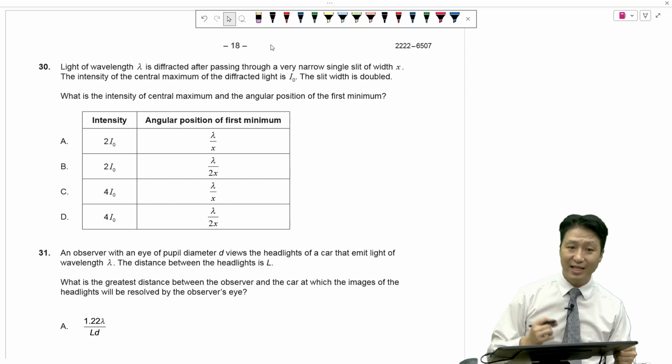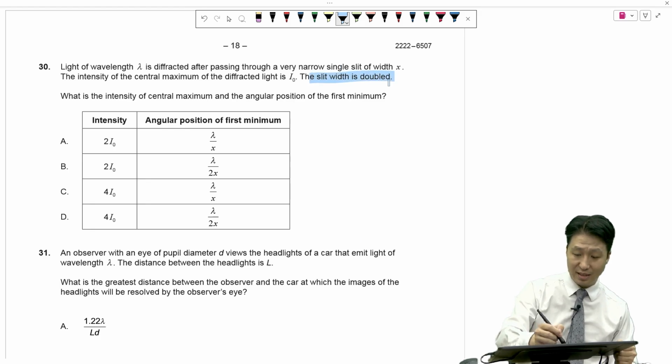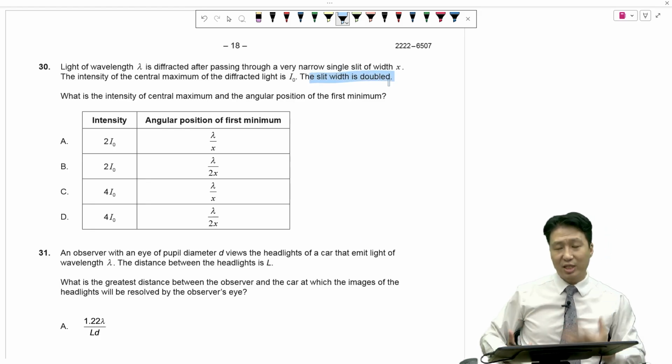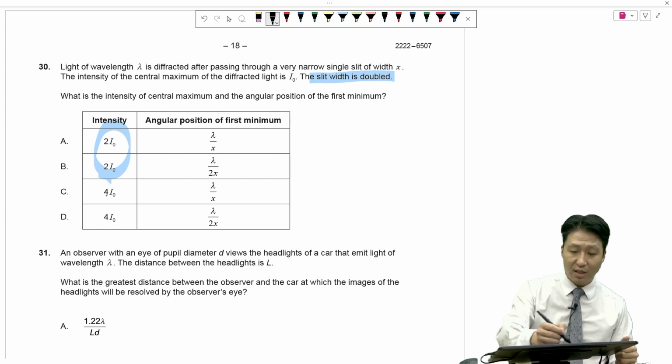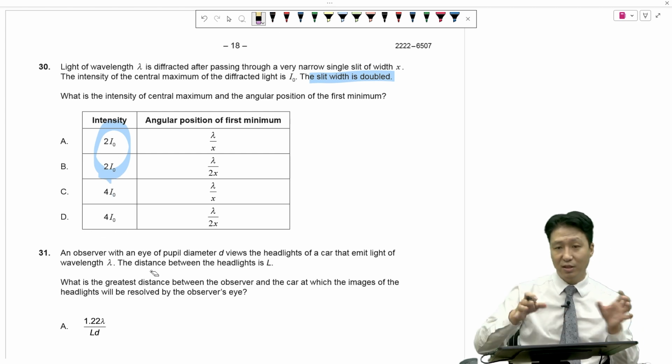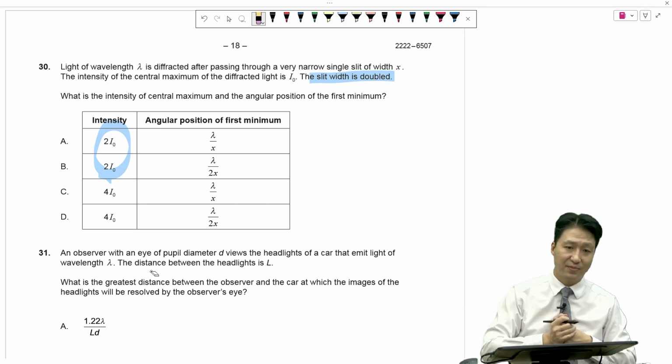Question 30. Light of wavelength lambda is diffracted after passing through a very narrow single slit of width x. The intensity of the central maximum of the diffracted light is I sub 0. The slit width is doubled. What is the intensity of the central maximum and the angular position of the first minimum? So first things first. If you double the slit width, you should get approximately twice the amount of energy through the slit. The intensity would probably double. You only get 4 times intensity if you have 2 slits and constructive interference.